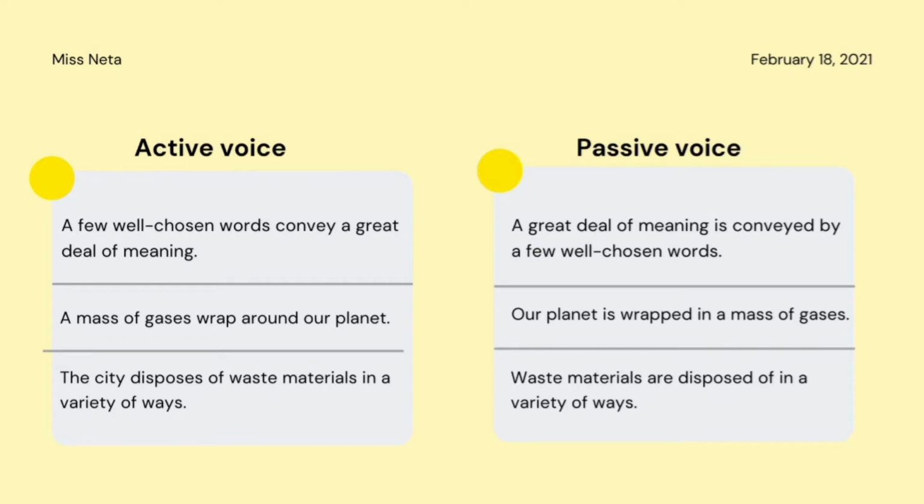Yep. Now let's look back on the first example of passive voice. It is written, a great deal of meaning is conveyed by a few well-chosen words. Meanwhile, in the active voice, there is no preposition by, right? And I want to tell you that if you want to say who or what performs the action while using passive voice in a sentence, we will use the preposition by. Now let's talk about it deeper in the next slide.